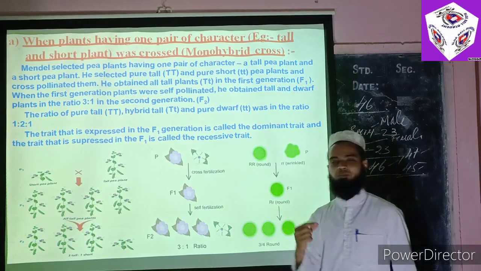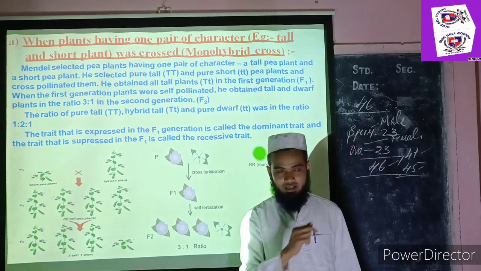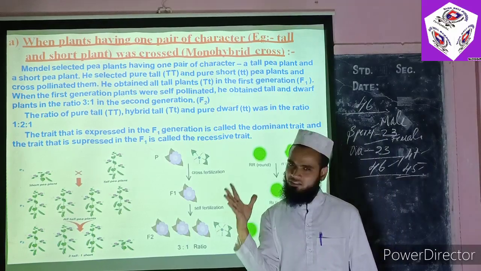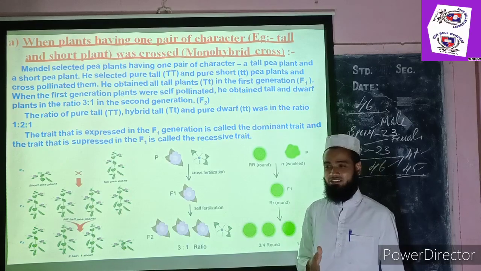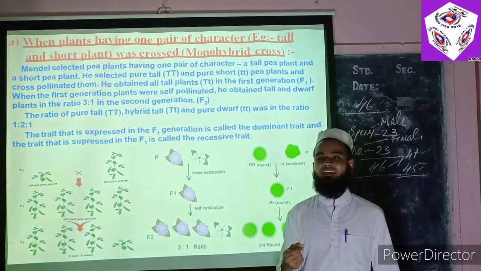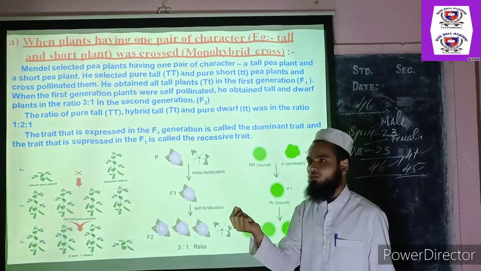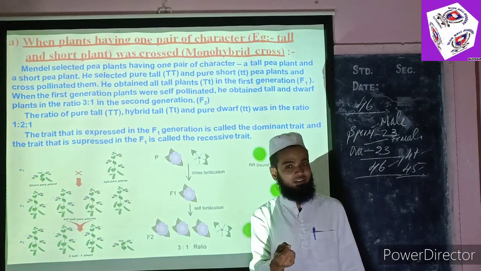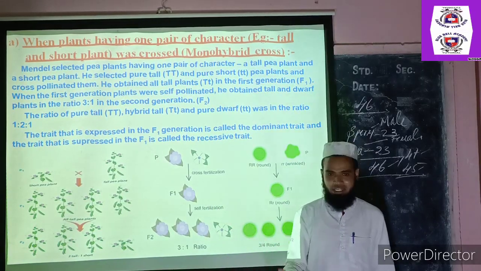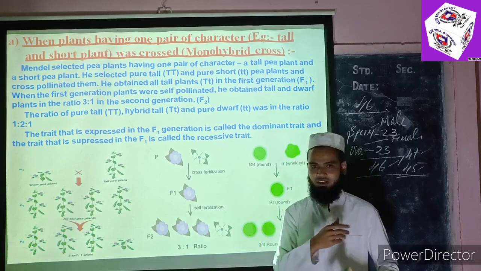Before going to Mendel's experiment, I'll tell you the meaning of the word genetics. Genetics is a branch of science that deals with the study of the rules of inheritance, or you can define it as a branch of science that deals with the study of genes and their behavior. Why do I say gene and its behavior? As I told you, a gene is a unit of the DNA which controls the character. Now we are studying how characters are transmitted from one generation to the next, hence the study of genes and their behavior is also concluded as genetics.